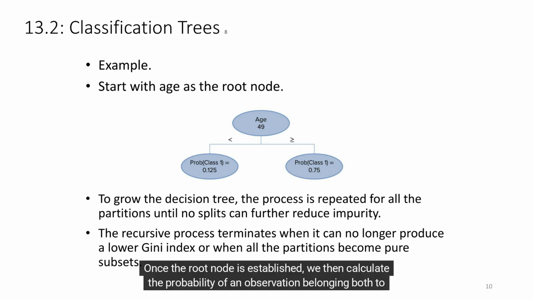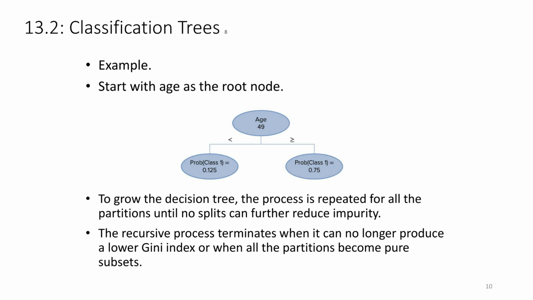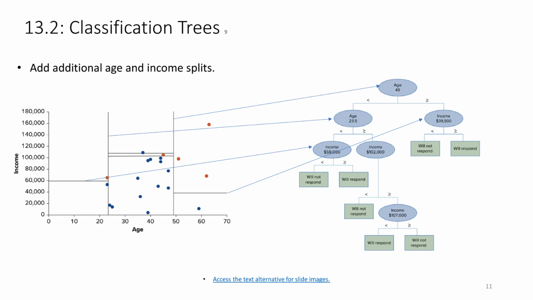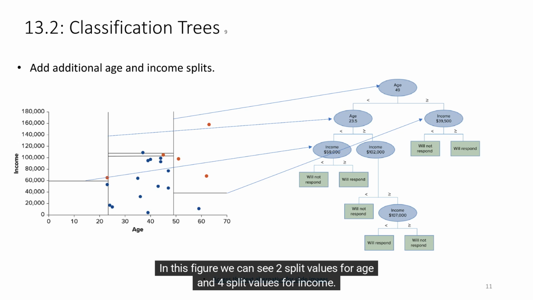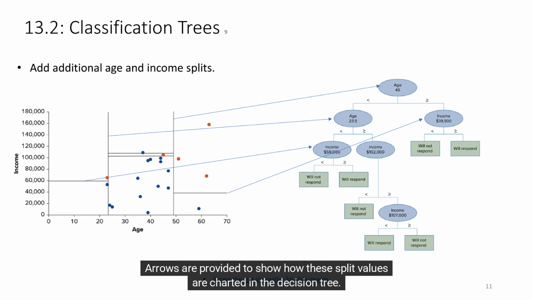Once the root node is established, we then calculate the probability of an observation belonging both to the target class and belonging to either side of the split value. We can have multiple split values for multiple variables. In this figure, we can see 2 split values for age and 4 split values for income. The split lines are plotted on the left. Arrows are provided to show how these split values are charted in the decision tree.